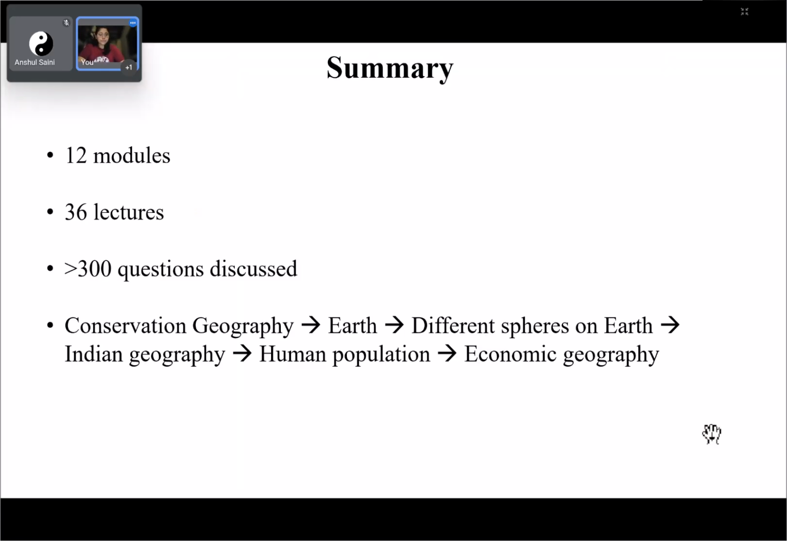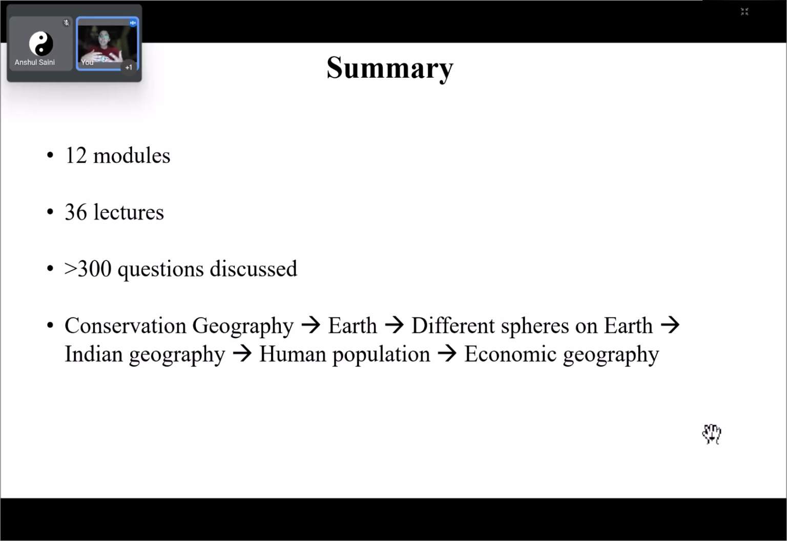Right. So in this course, over the past 12 weeks, we have discussed 12 modules. Each module had 3 lectures, so 36 lectures. In my problem solving sessions, we have discussed over 300 questions for all of these different lectures. Broadly, the topics covered in the course were conservation geography, of course, as the name suggests. But then we started from Earth: how did Earth form, what were the different layers in Earth, and what was the importance of these layers and landforms on Earth.